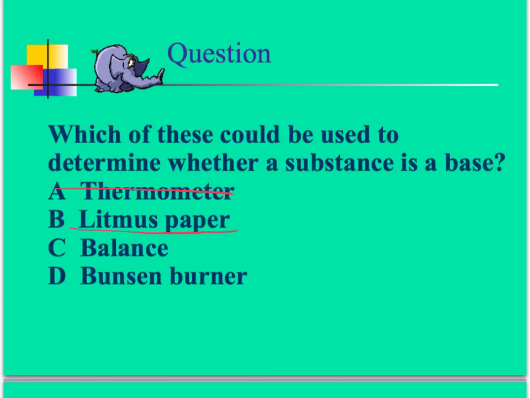A balance. Balance is used to weigh things. That doesn't really have anything to do with whether a substance is a base, so we'll cross that one out. And then Bunsen burner. We know that a Bunsen burner produces a flame. We want to heat things up. And that has nothing to do with whether a substance is a base or not. So let's cross that one out too. So our correct answer is B, litmus paper.